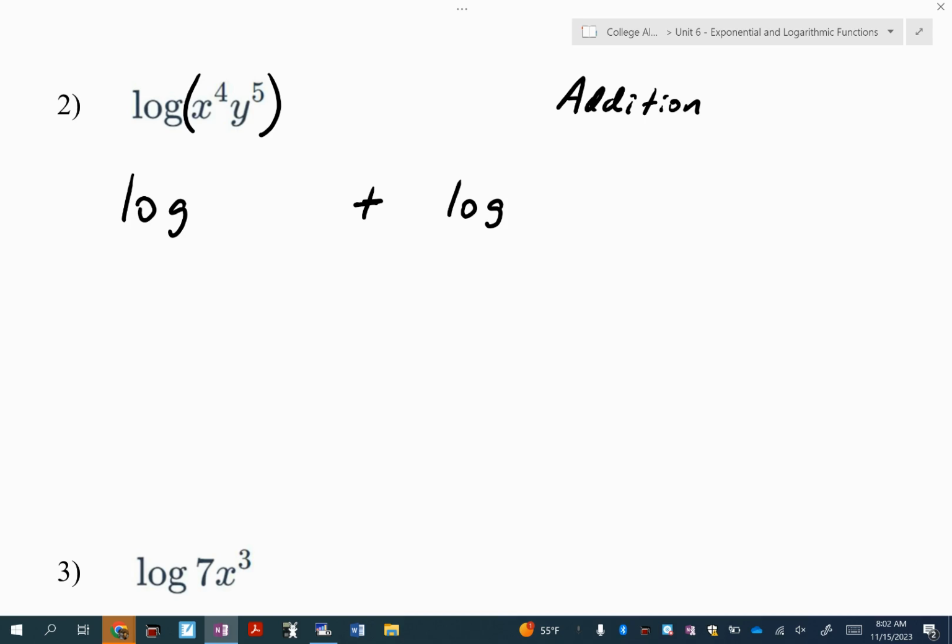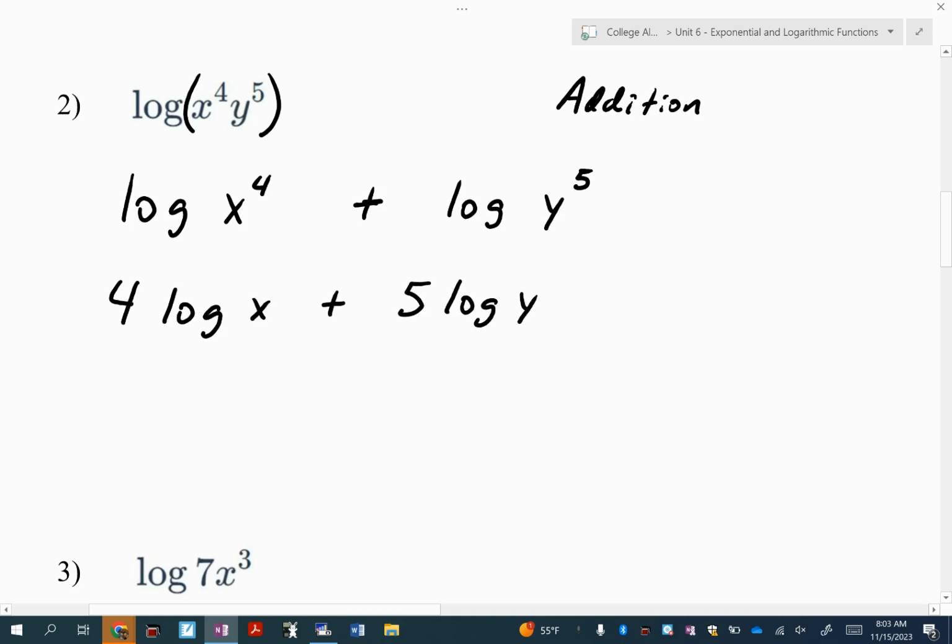So I'm going to write x to the 4th power because that came first. But is it okay to write y to the 5th power where I put that x to the 4th power? It is, right? I don't care. The order shouldn't matter. So this one I'm going to put the log of y to the 5th power. The last step is to move those powers to the front. So 4 times the log of x plus 5 times the log of y.